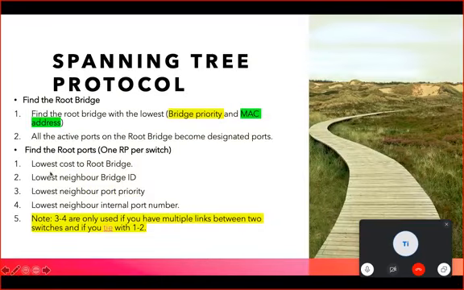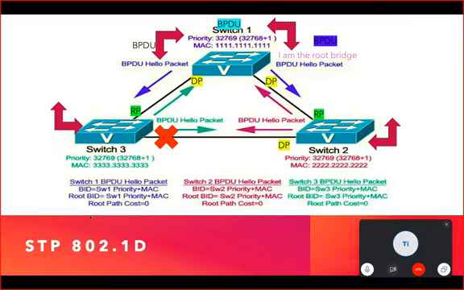So what is the second criteria? Lowest neighbor bridge ID. What is the bridge ID? The bridge ID is the MAC address. If I say bridge ID or switch ID, both are the same. So then it's switch 1 with the lowest bridge ID. But we are talking about RP, root ports.